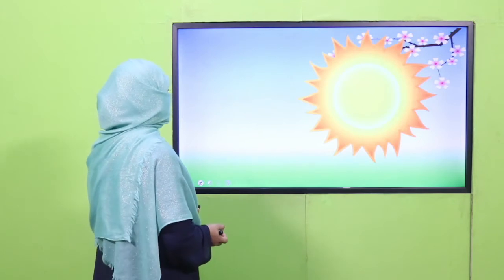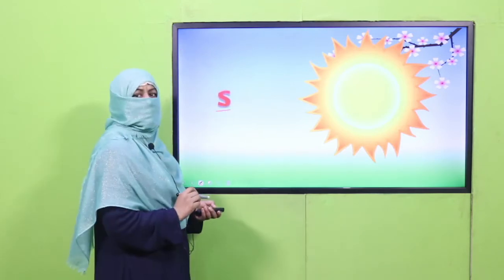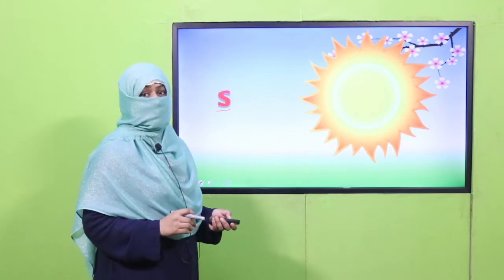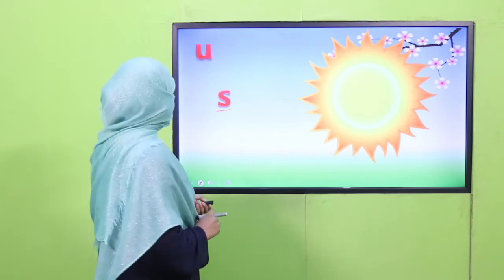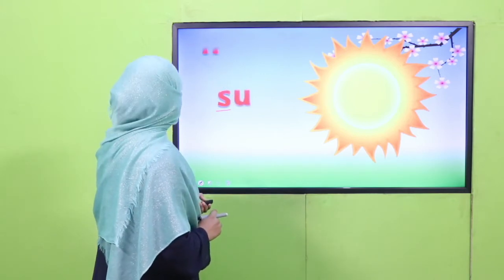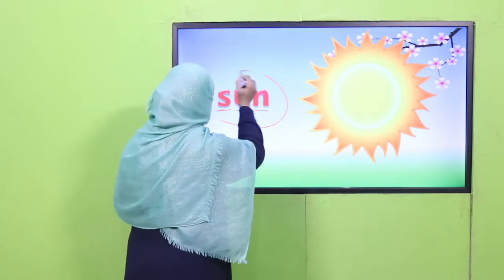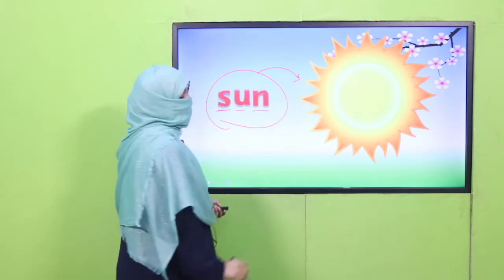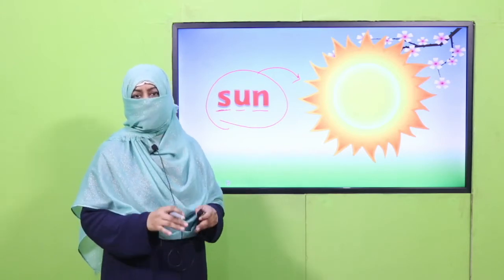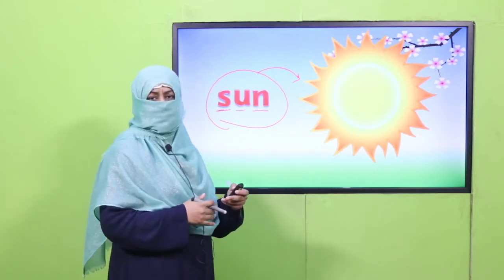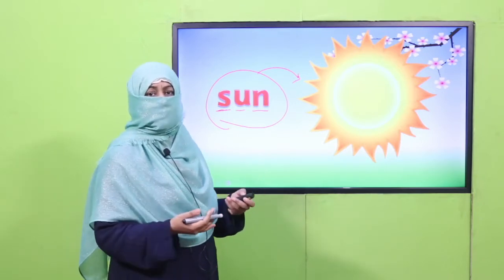A sun. S, S. Tell me which sound is this? Are you listening? Yes, it's letters S, U and N. Sun is this image. Are you getting it? You enjoyed it? Once again, teachers, you may pause the video and do this activity. You may prolong it for many words which you find your children need to practice.